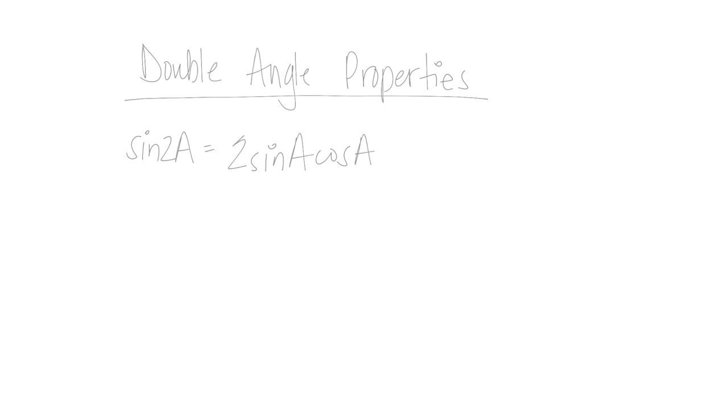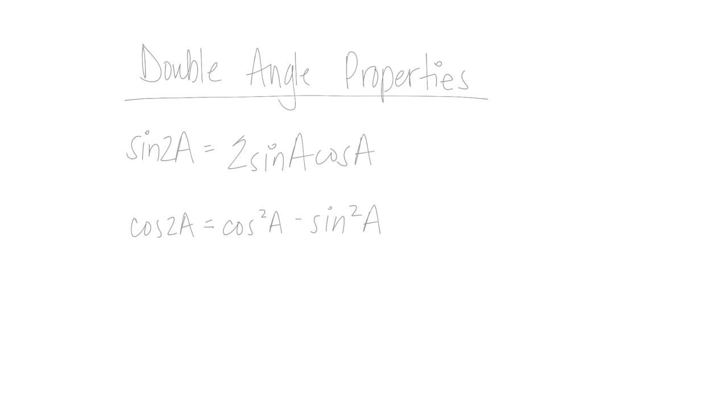There is a nice proof for it if you know the composite argument property or the sum property. But this year we're not going to do that. I'm just showing you what they are and how to use them. So that's the sine one. Then you have cosine of 2a equals cosine squared of a minus sine squared of a.